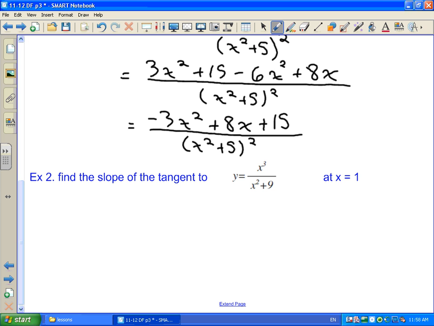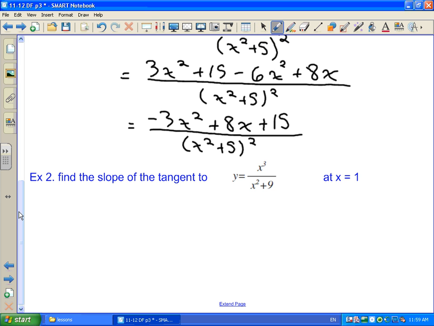And we'd probably just leave it like that. Okay, second example here. Let's find the slope of the tangent to the curve y equals x cubed divided by x squared plus 9 at the point where x equals 1.